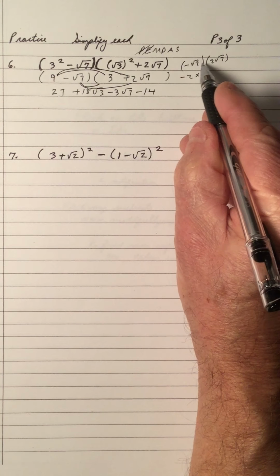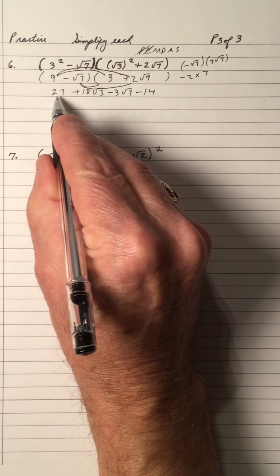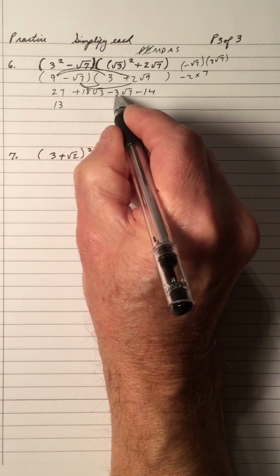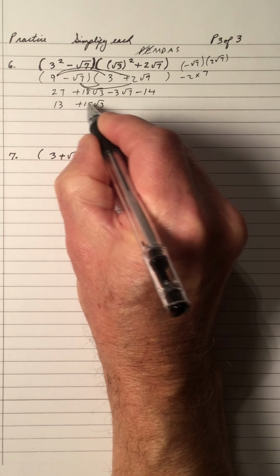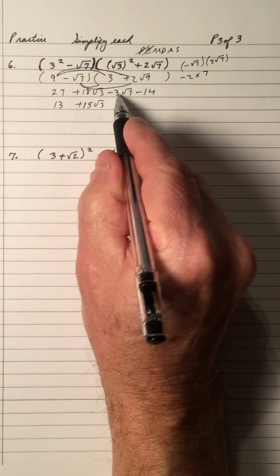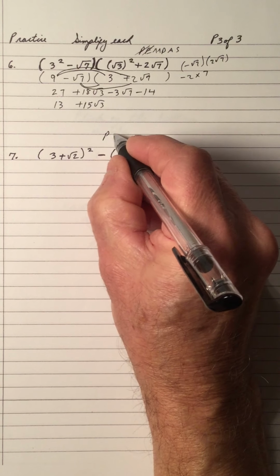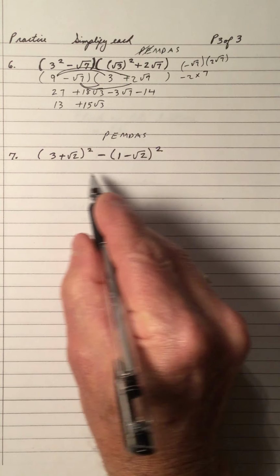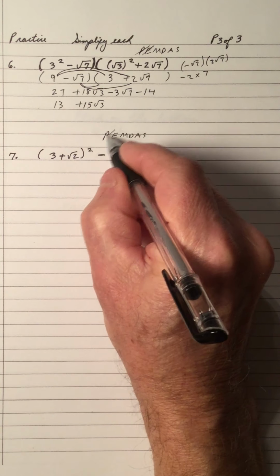Again, I did this multiplication over on the side to show you where I got the negative 14. 27 subtract 14 is 13. And 18 subtract 3 is 15. So I add like terms. These two go together, and these two go together. And PEMDAS, P-E-M-D-A-S. Can I simplify the inside of this? No, so that's done.